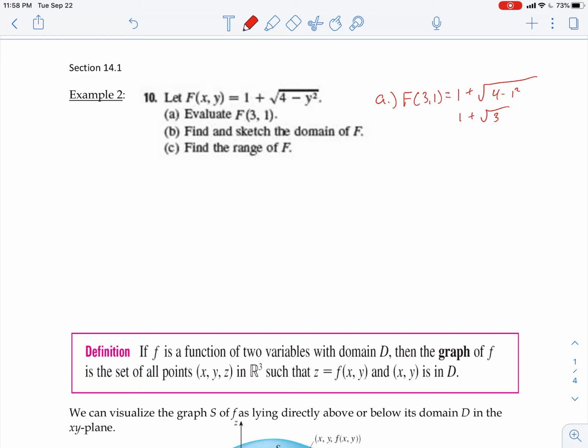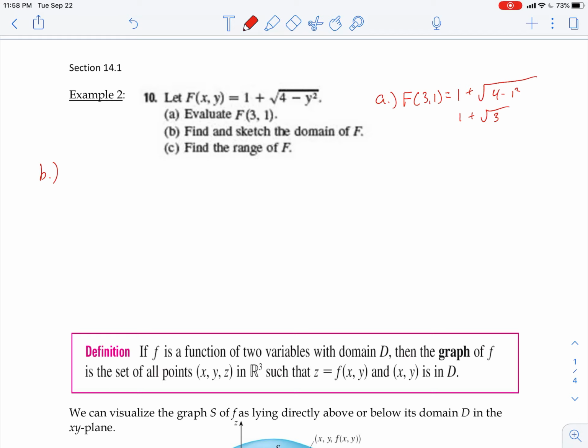Alright, so here you're just substituting in your values and you're trying to evaluate what your function is at a certain point. Now for B, we want to find and sketch the domain of f. So when we're trying to sketch the domain, we're always going to sketch our domain in terms of how many independent variables we have. So here we have two independent variables. We have x, we have y. So when I sketch the domain, I'm sketching just in an xy plane. If I had 3 independent variables, then I'd sketch in a 3-dimensional plane. But since I only have 2 independent variables, x and y, that's what I'm going to be sketching in.